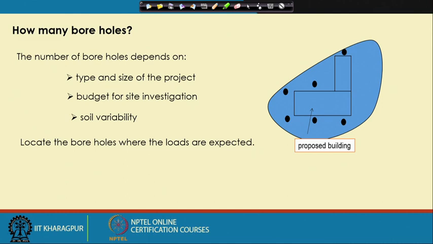The budget of the site also matters. If your budget is more, you can use more boreholes. And the type and the size of the project also indicate what number of boreholes you will consider. Another is, you locate the boreholes where you are expecting more loads to come in a particular building.